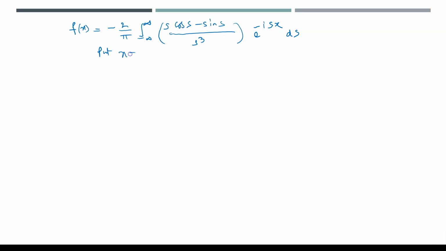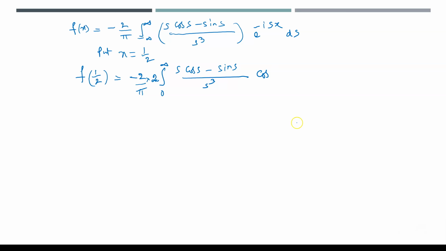Now put x equal to 1 by 2, we get f of 1 by 2 equal to minus 2 by pi into, here this integral can be written as 2 integral 0 to infinity s cos s minus sin s upon s cube into cos of s by 2 ds.